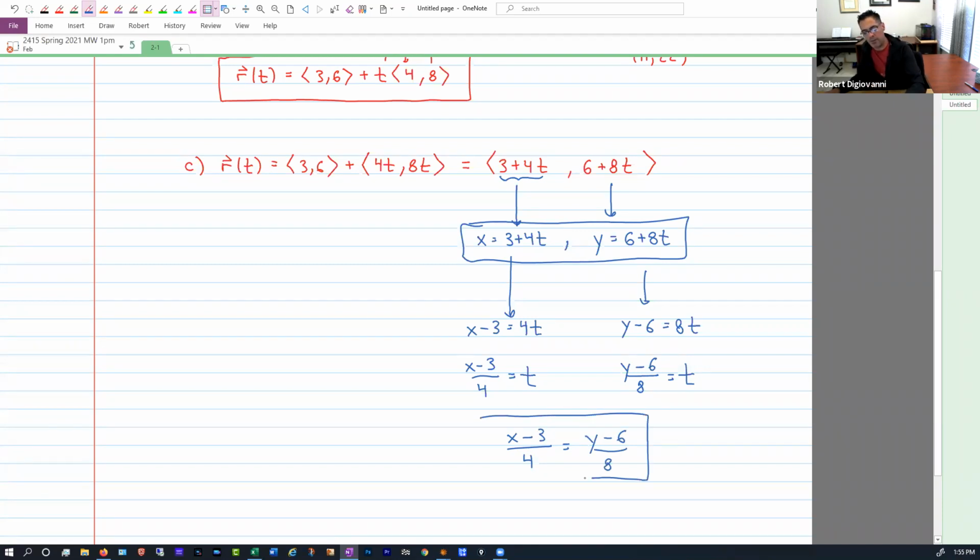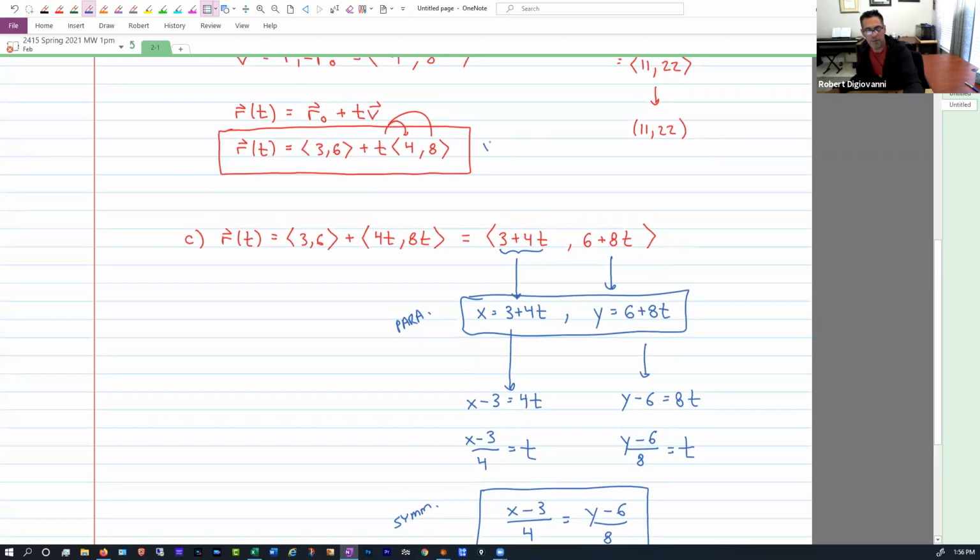This, in this form right here, is called the symmetric equations. So these are your parametric. This is your symmetric. And then this one up here is the vector equation. So when it comes to lines now, we have three different ways we can look at it: in its vector form, in its parametric form, and its symmetric form.